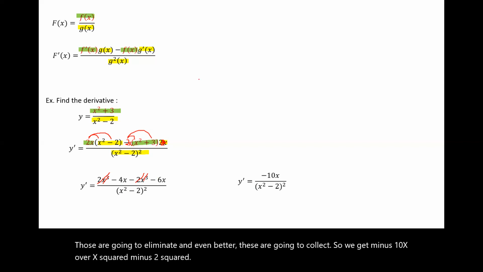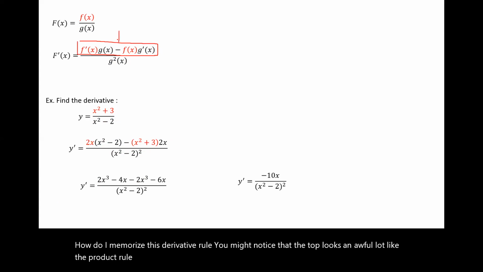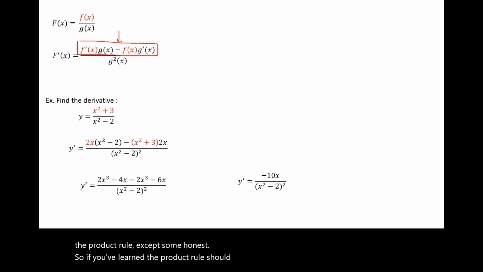Now, if you're looking at this question and saying, whew, how do I memorize this derivative rule? You might notice that the top looks an awful lot like the product rule, except it's a minus sign. So if you've learned the product rule, it should be fairly quick to remember this part, and then just put it over the denominator squared.